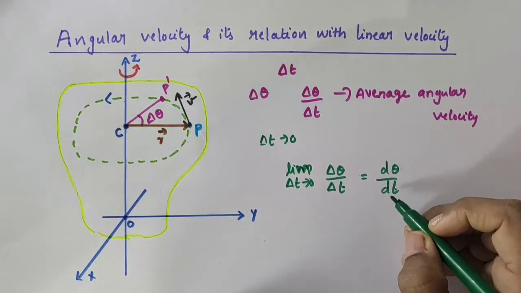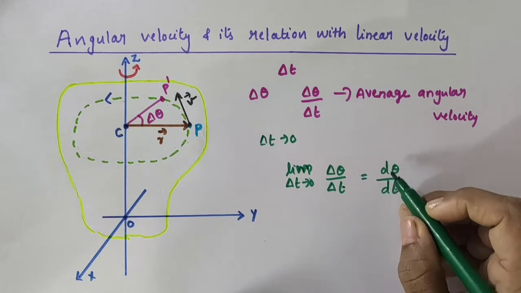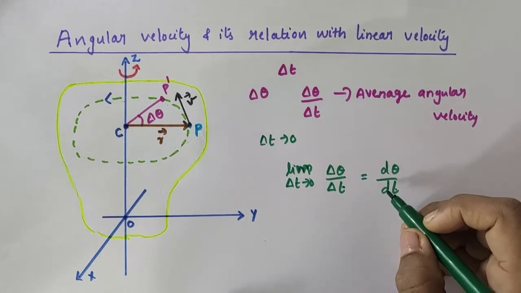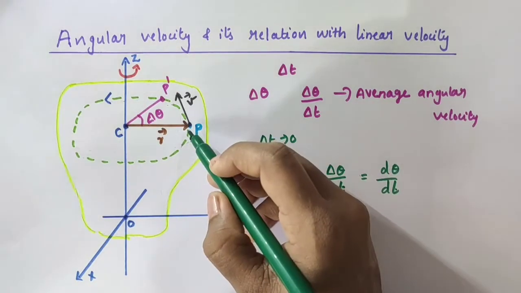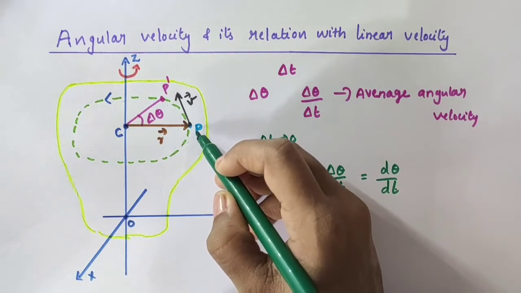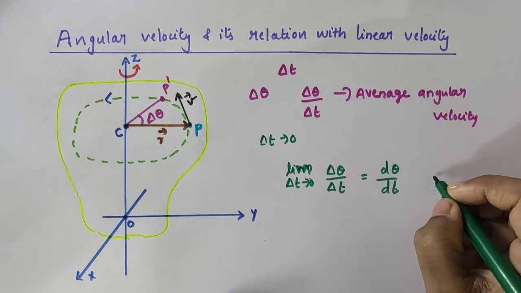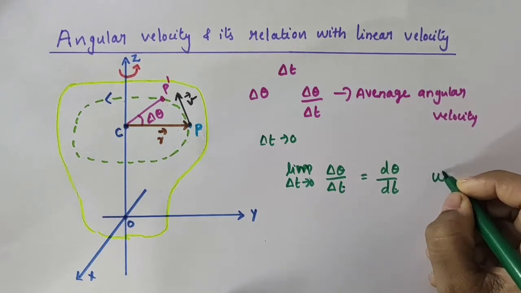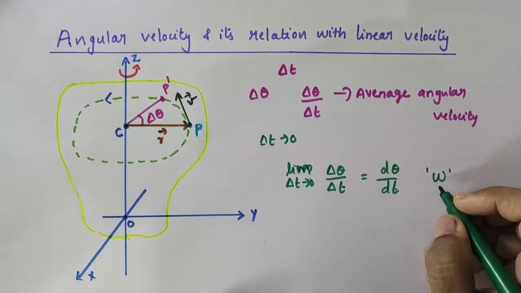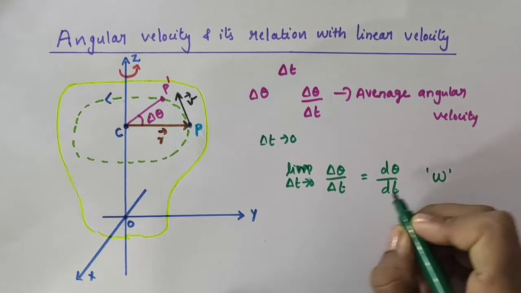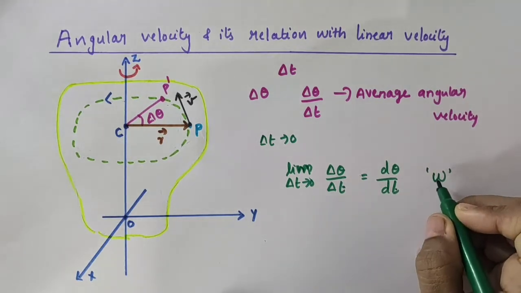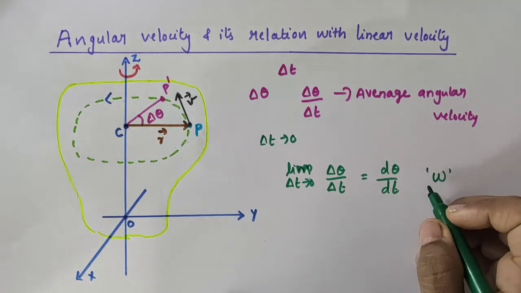This d theta divided by dt is called the instantaneous angular velocity of the particle at this position, or at this point P. Instantaneous angular velocity is denoted by omega, a Greek letter. So, angular velocity is represented by this letter omega.